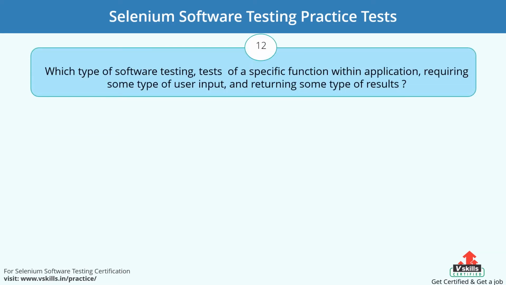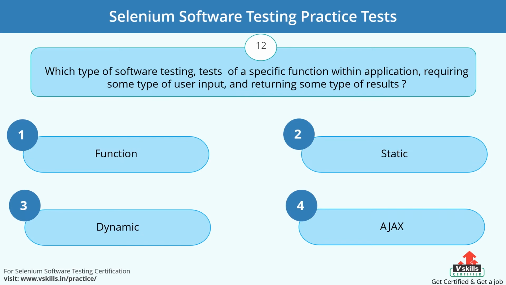Question number 12. Which type of software testing tests if a specific function within an application requiring some type of user input returns some type of results? The options are A. Function, B. Static, C. Dynamic, D. AJAX. The correct answer is option A.